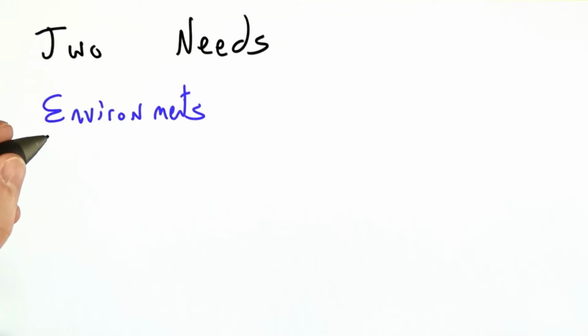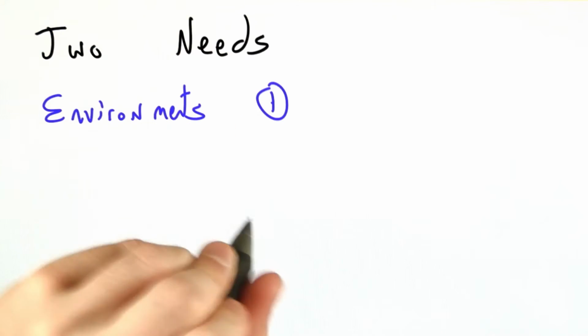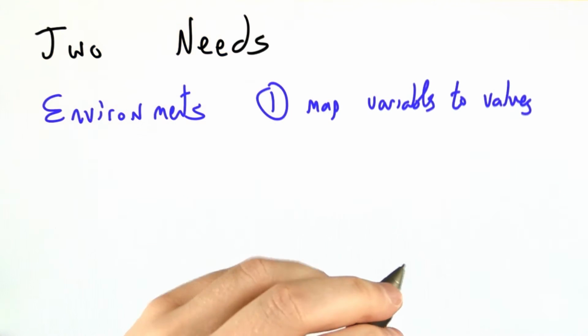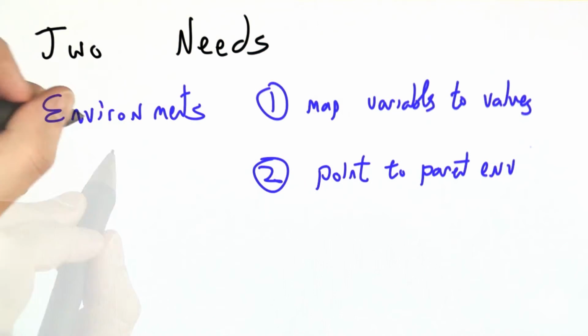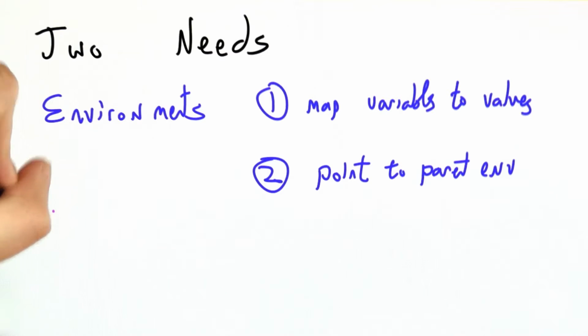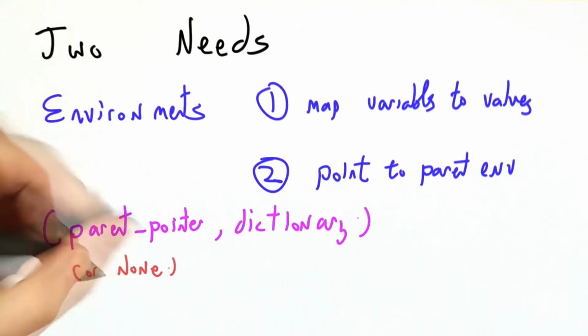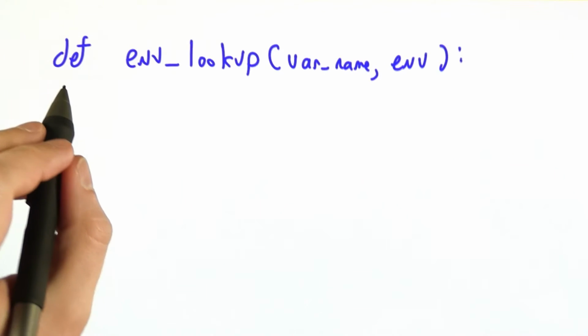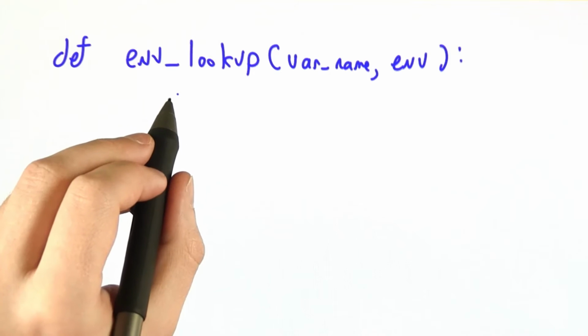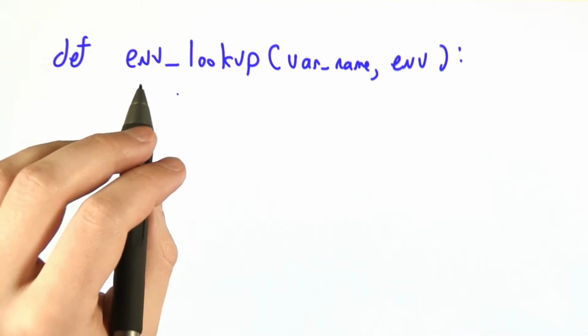So we've been talking about environments, and we've established that they need to do two different things: map variables to values, and also point to the parent environment. So we're actually just going to represent environments as a tuple of the parent pointer, or None if it's the global environment, and the dictionary mapping variable names to values. That means that I can finally provide you with the definition of that environment lookup procedure we promised earlier.